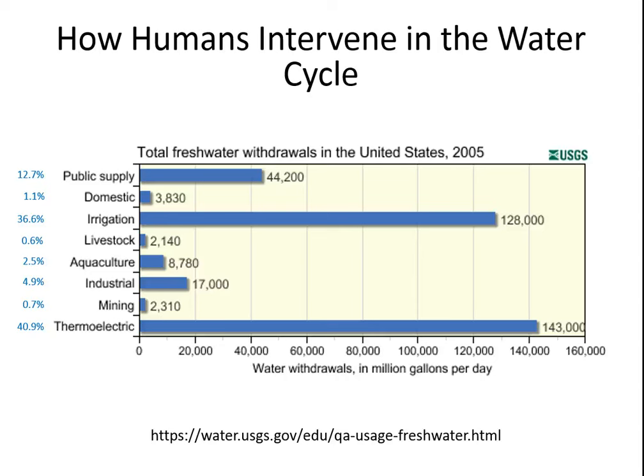And this is some data that I think from 2005, it says on the slide, that shows how water is used most significantly by human populations. And you can see that 40.9%, so essentially 41% of fresh water that's being used is being used for thermoelectric power generation. We also see that a lot of water is used for irrigation, so around 37%. And then we start looking at public supply, so water that's being distributed directly to your home. And then there are much smaller percentages for some of the other uses of water, domestic, livestock, aquaculture, industrial, and mining uses.